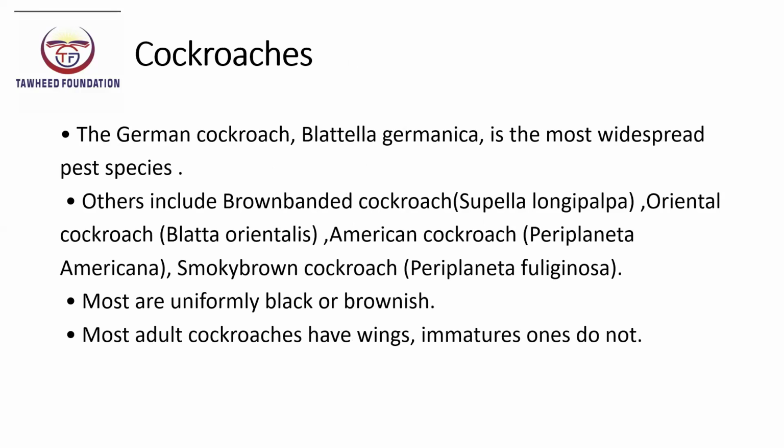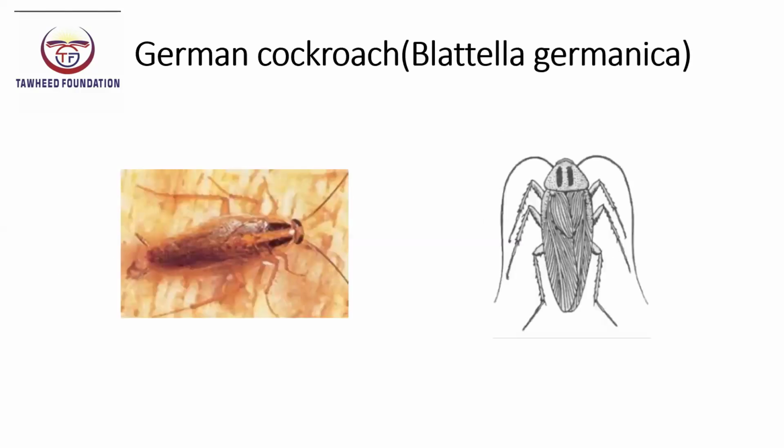Next is cockroaches. Cockroaches are a widely distributed pest living in close association with humans. Cockroaches harbor pathogens and allergens. Their resilience and adaptability require integrated control programs involving sanitation, exclusion, and chemical treatments. Most are uniformly black or brownish in color. Most adult cockroaches have wings, which immature ones do not have.